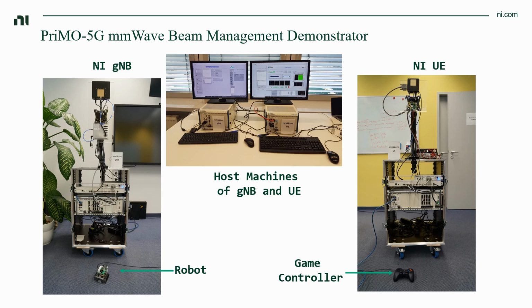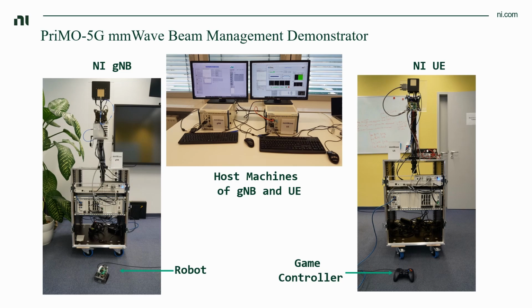This slide shows the components of the PriMO-5G mmWave beam management demonstrator. The system components are installed on carts to emulate the PriMO-5G demo concept. They are heavy and we cannot carry them on a drone. In addition, a robot is connected to G-Node B and a game controller is connected to the UE. So we can use the game controller to control the robot remotely via a mmWave link. This emulates the control commands between the incident commander on the ground and the stationary access drone.